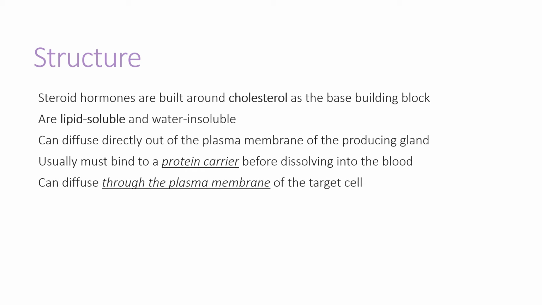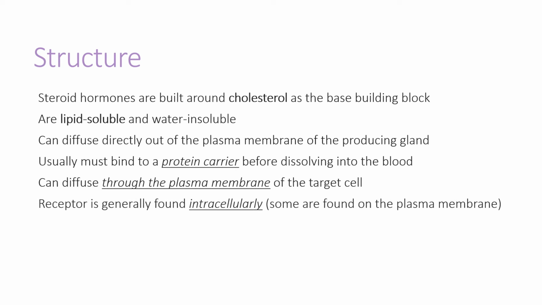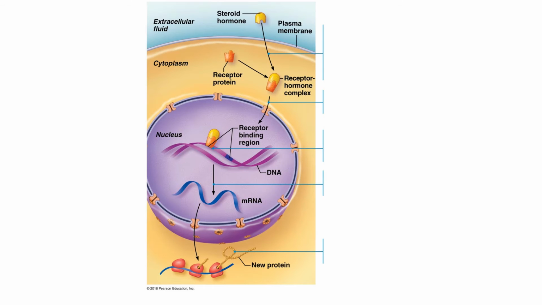Once they get to wherever their target cell or their target organ is, the steroid-based hormones can diffuse directly through the plasma membrane of that target cell. Because of that, the receptor for the steroid-based hormones is generally found intracellularly within the cytosol of that target cell, although it should be noted that some receptors for steroid-based hormones are found on the plasma membrane.